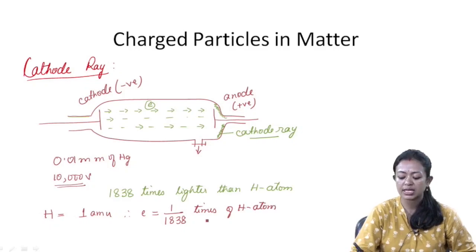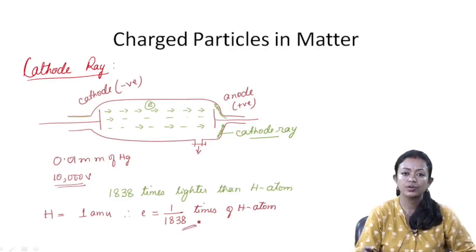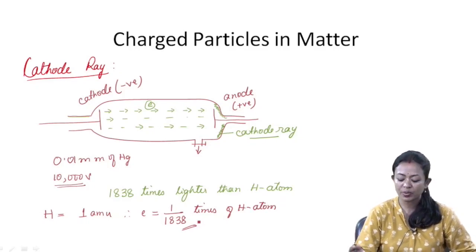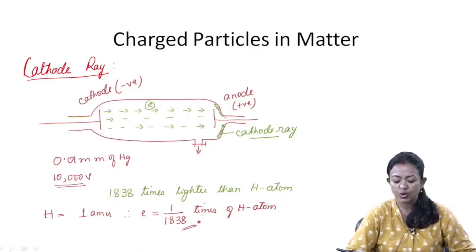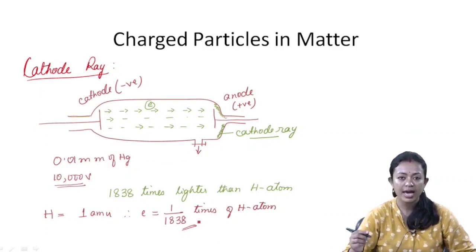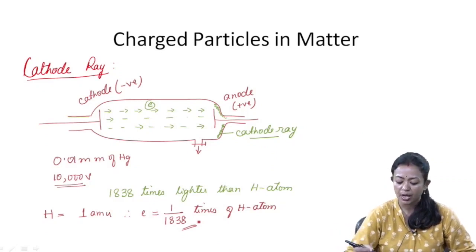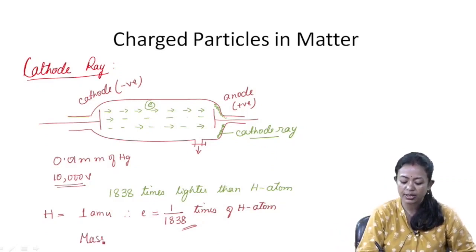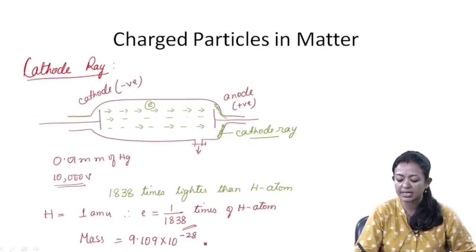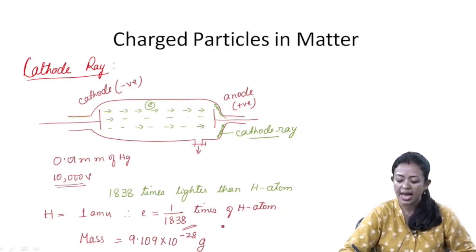So this is the valuation of an electron. We see that the electron is very, very small. It is very minute, and it is a subatomic particle. What is the mass? The mass of an electron is equal to 9.109 × 10^-28 gram. This is the mass of an electron, and the charge that an electron has is equal to 1.6 × 10^-19 coulomb.